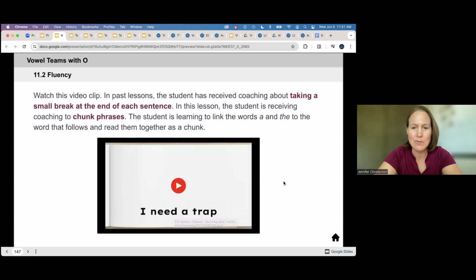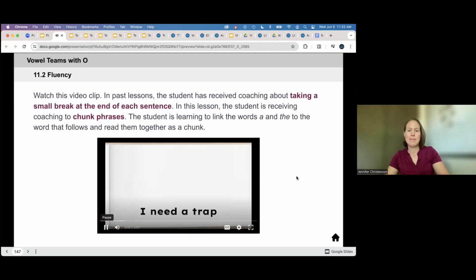And when brand new readers begin to read, they tend to read in a very halting way, like "I need a trap," and they give the same amount of time and emphasis to every single word. But in order to be able to understand what you're reading, you need to learn to put words together in chunks, read with more rhythm, and take a break at the end of every sentence. So in a past lesson, the student had already learned about taking a small break at the end of each sentence. So the student's doing okay with that. And here I'm trying to teach the student to chunk phrases together, just two word phrases, especially with the word a or the. So instead of saying "a trap," I want the student to say "a trap" as one chunk. Okay, so let's watch this video.